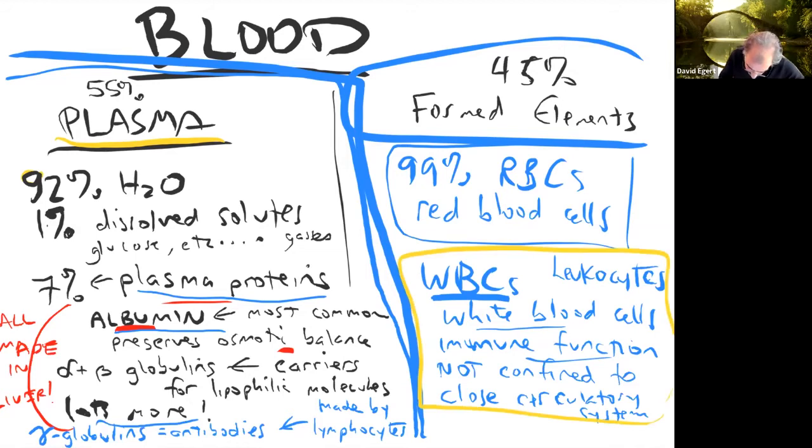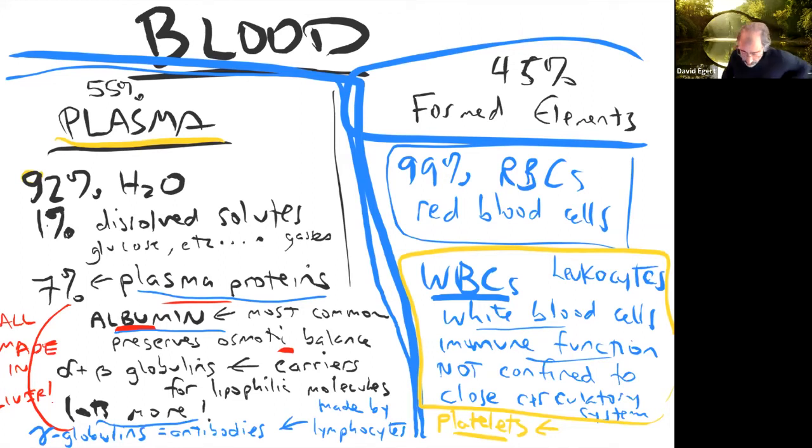And then there's platelets, which are going to be important for hemostasis, for blood clotting. And they're not really cells. They're like little packets of stuff that are going to be released in response to a tear in the blood vessel that are going to start the whole process of stopping the bleeding.